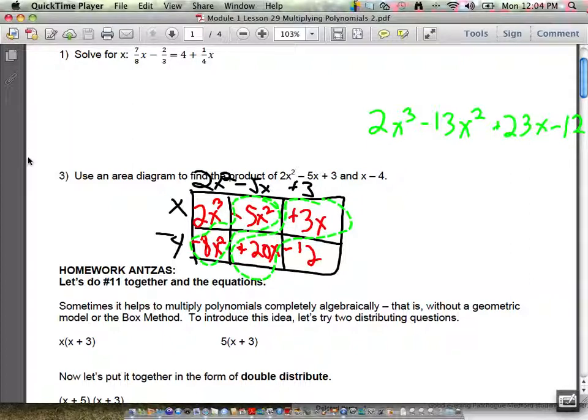Notice the answer is a polynomial. We really don't have a special name for a polynomial with 4 terms. If it's 3 terms, it's called a trinomial. If it's 2 terms, it's called a binomial. 1 term is called a monomial. Okay?